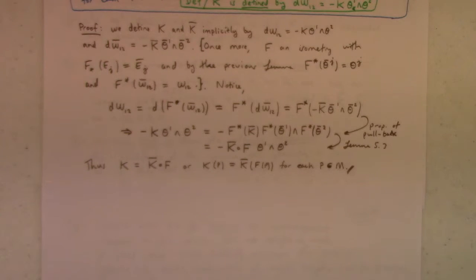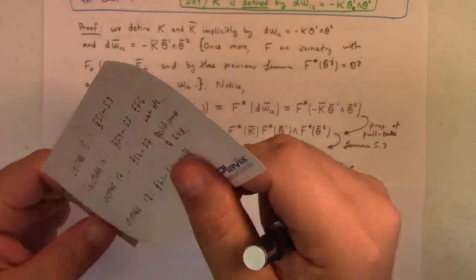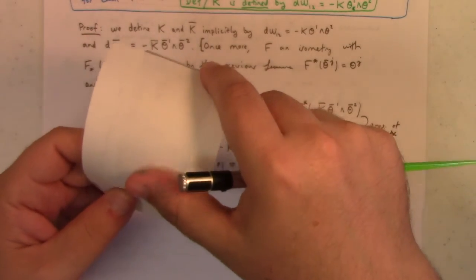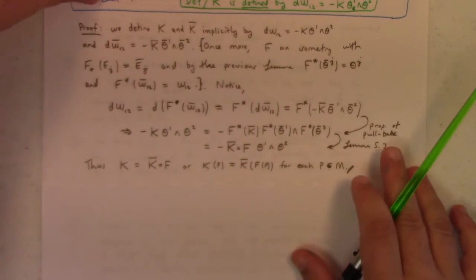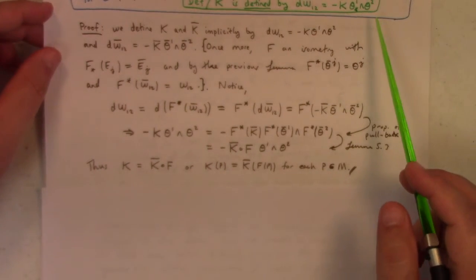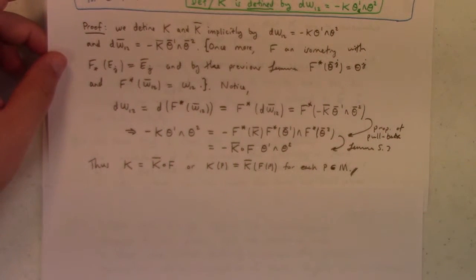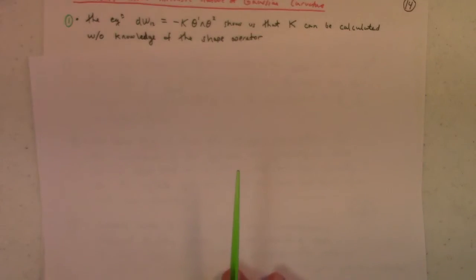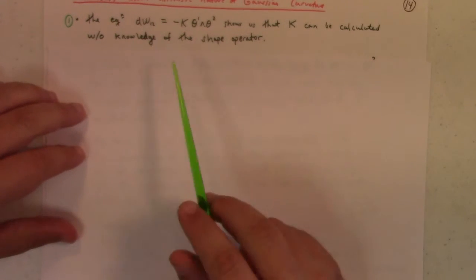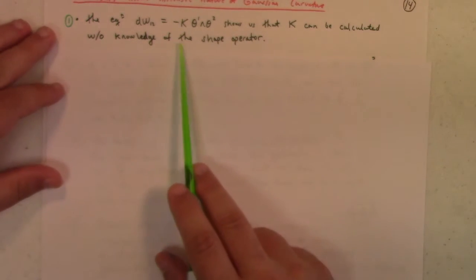And that's kind of surprising because, as we were just seeing, surfaces which are isometric certainly don't necessarily have the same shape, right? And so this is interesting, and also we've just seen that this Gaussian curvature we can define just in terms of things which you could measure if you could in your mind's eye imagine you were on the surface. This Gaussian curvature is part of that intrinsic geometry of surfaces. All right, so again, the equation d omega 1,2 equals minus k theta 1 wedge theta 2 shows us that k can be calculated without knowledge of the shape operator.